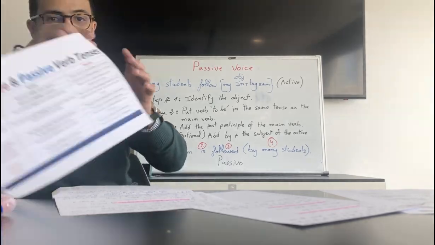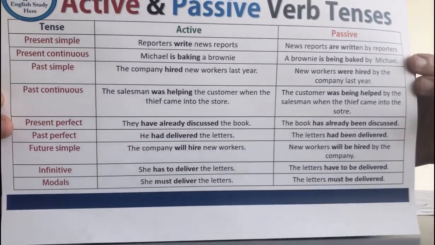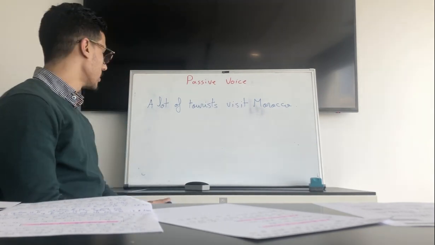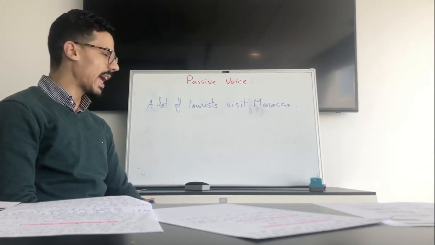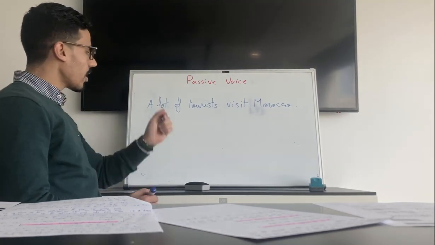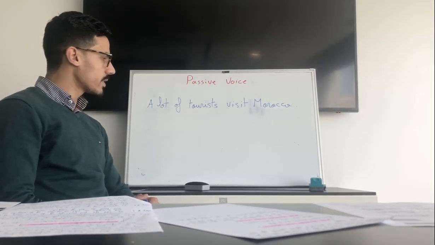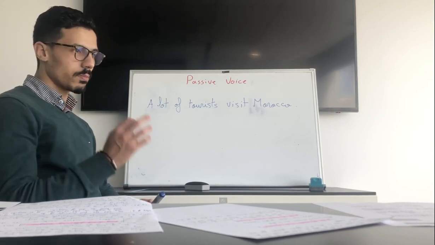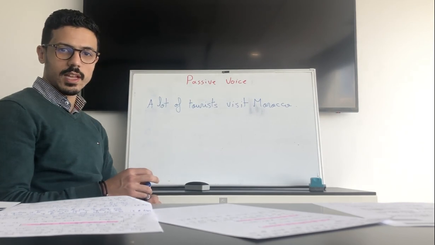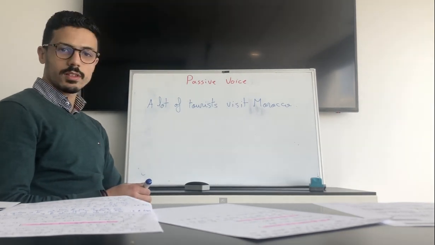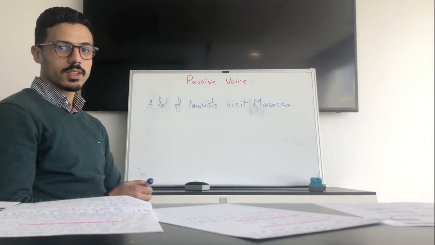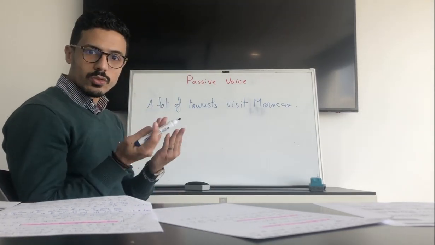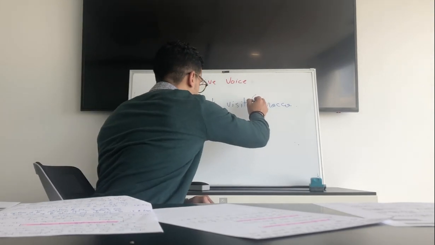But before that, I'd like you to have a look at this. Okay, now we have a different example. A lot of tourists visit Morocco. Please remember the 3 steps. The first step is to identify the object. Now, a lot of tourists visit what? Visit Morocco. So Morocco is the object.